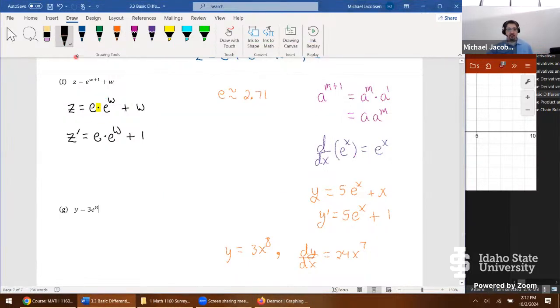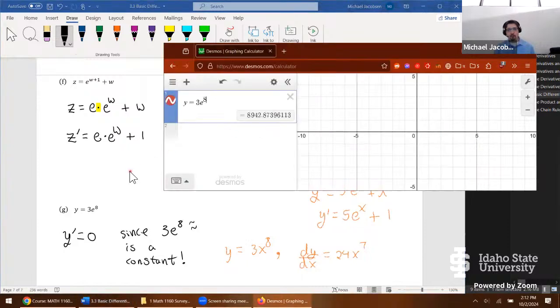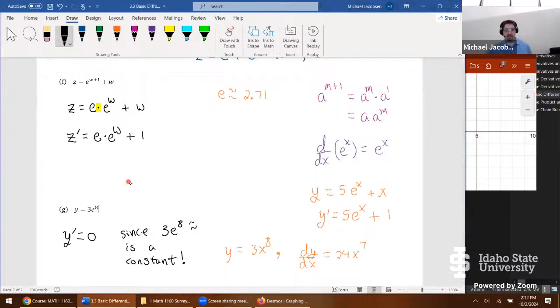So the quick answer on this problem, even though it's a tricky one, is that y prime equals 0, since 3 e to the power of 8 is a constant. Let's put here, it's approximately, just for our own knowledge on that one, 8942.9 upon rounding.